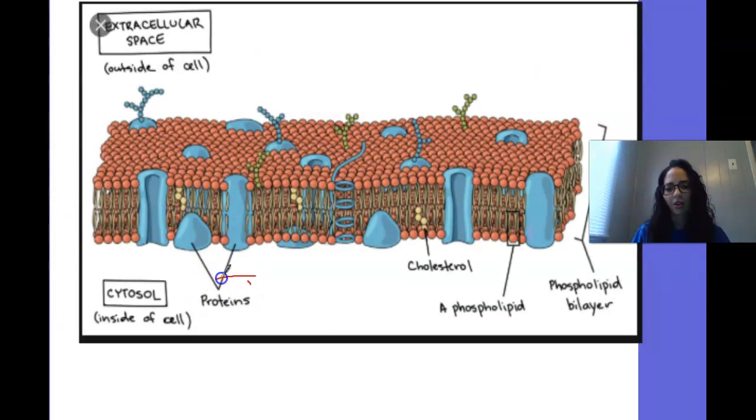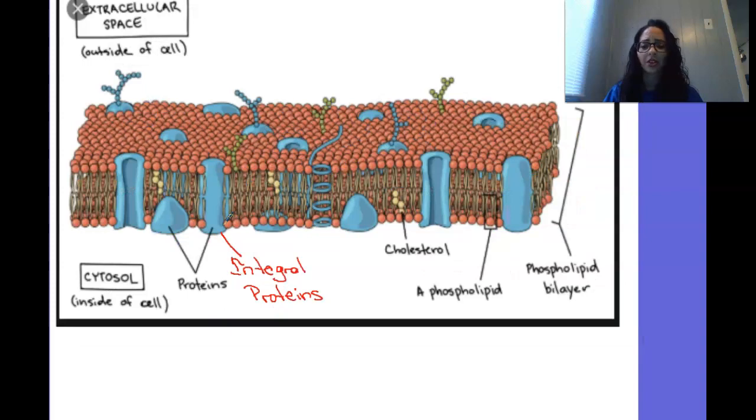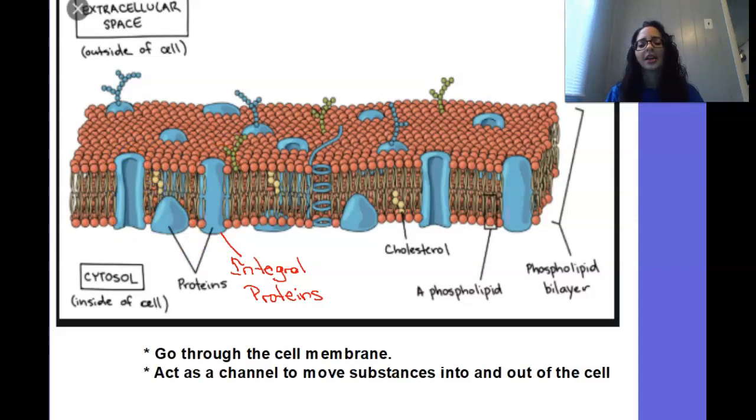Next up are proteins. And we are going to talk specifically about two types of proteins. So the first protein, we have integral proteins. Proteins are these ones over here and over here. Integral proteins are proteins that go through the cell membrane. So they go from one side of the cell membrane to the other. Okay? And they act in transport, and we're going to talk about that in another lesson. So they act like a channel to move substances.